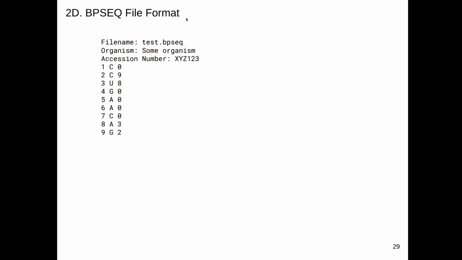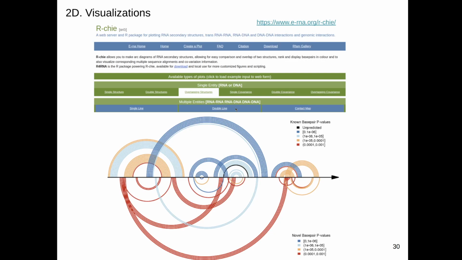Another variant is the BPSeq file format, which is a more simplified version of CT. We have just indices, residues, and indices of paired partners. Again, zeros for unpaired positions, and we have several converters that convert across BPSeq, CT, and dot bracket notations, which is really a regular task to do.